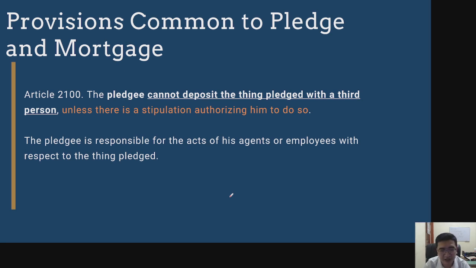Article 2100, the pledgee cannot deposit the thing pledged with a third person unless there is stipulation authorizing him to do so. So, general rule and exception dito. Meaning, since yung property na kay creditor, okay, nasa possession ni creditor, hindi niya ito pwedeng i-deposit. Let's say, for example, si creditor, nasa kanya yung thing pledge ni debtor, hindi niya pwedeng ipa-deposit. Ipa-deposit, meaning, hindi niya pwedeng ipahawak, ipa-safe keep, kasi siya dapat ang may possession nun unless may contrary stipulation.